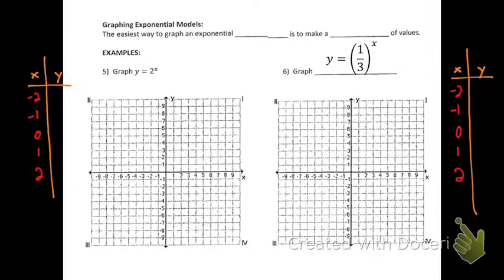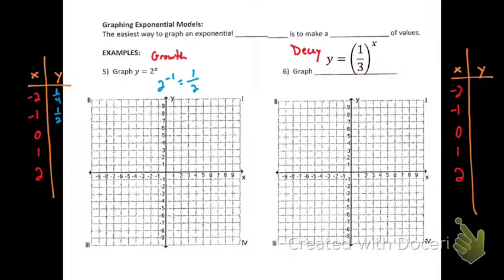Now, this is an example of growth because 2 is bigger than 1. And this would be an example of decay because 1/3 is less than 1. So I'm going to do a little bit of math here. We're going to start with negative 2. So if you have 2 to the negative second power, the same thing as 1 over 2 squared, which would be 1/4. So you put 1/4 right in there. Next up, we have 2 to the negative first power, which is 1 over 2, which is just 1/2.